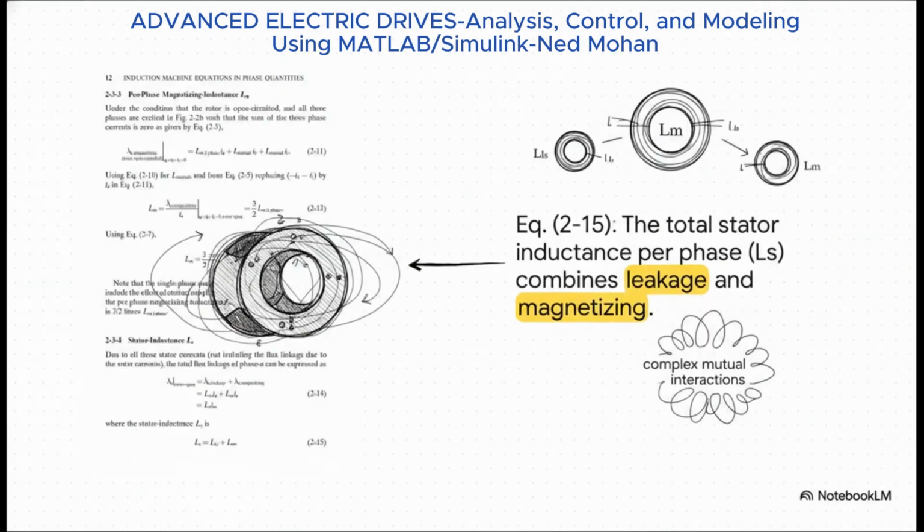And this brings us to our final, beautifully simple equation for the stator. The total stator inductance per phase, LS, is just the sum of its leakage inductance, LLS, and this new, comprehensive per-phase magnetizing inductance, LM. See that? All of those complex mutual interactions are now neatly bundled right into that LM term.